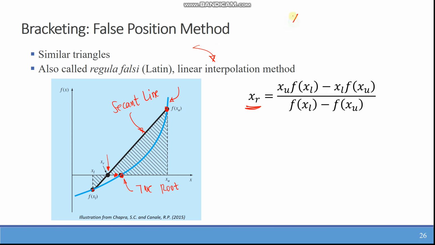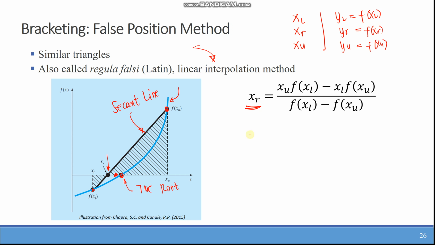So again, if you remember, we have the interpolation. Let's say we have the lower guess, the root, and the upper guess, and then we have our y, the yl, yr, and yu. Though the yl is the f of xl, this is the f of xr, and this is the f of xu. Now we are going to interpolate with this one.